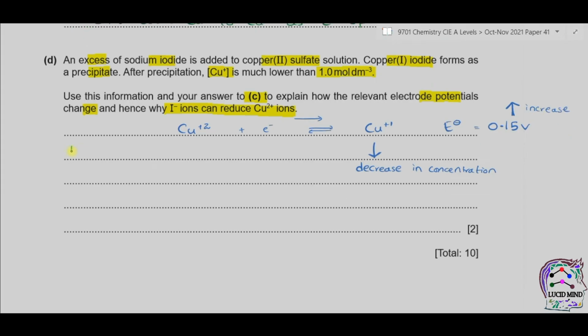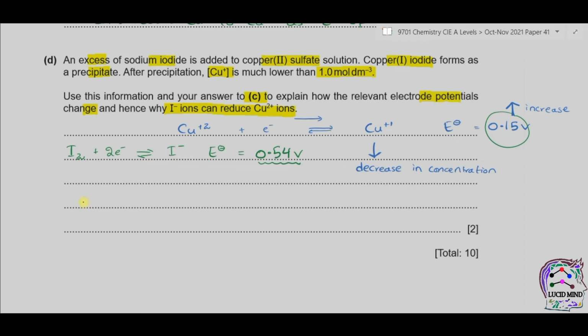Again, according to the data booklet, the electrode potential value for iodine was 0.54 volts. Now as it says that iodide ions can reduce copper plus 2 ions, it means that this value will increase much more than this value. So therefore reduction will take place and this equation will move in the forward direction, and oxidation will take place and this equation will move in the backward direction.